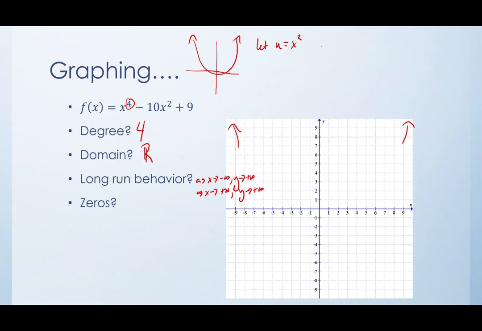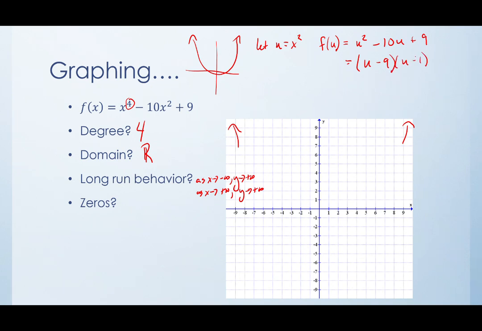So deal with it, right? You need to get used to it. Okay, so if we rewrite our function in terms of u instead of x, we'd say, okay, x to the 4th, well, that's u squared. 10x squared is going to be 10u. 9's not going to change. And then we look at that and we say, oh, that's a quadratic, and I think I can factor that, right? u minus 9, u minus 1.